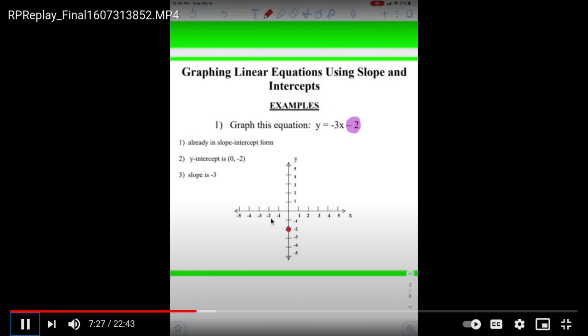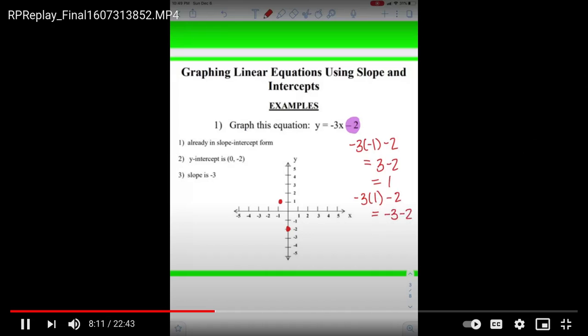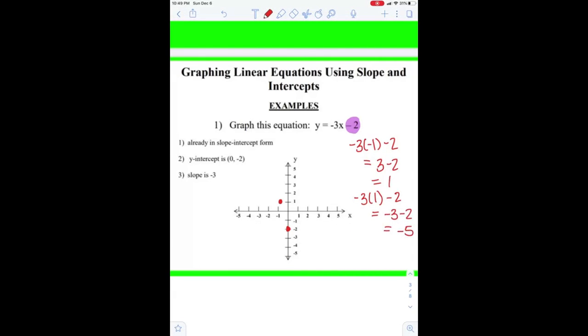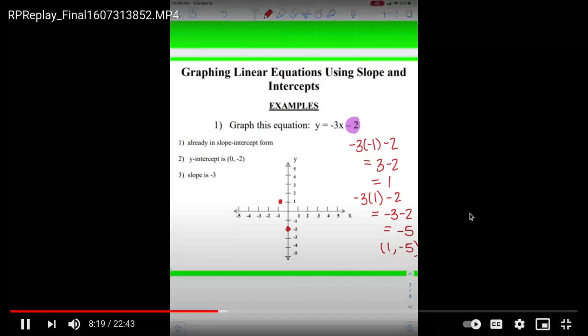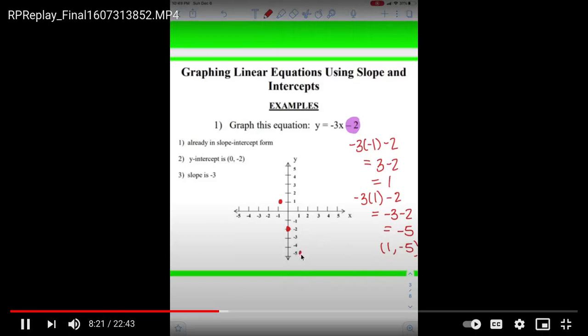And then I'm going to start working points out on here. So I'm going to do -3 times -1 minus 2. And that's going to give me 3 minus 2, which is equal to 1. So I'm going to put a point right here. And then I'm going to do -3 times 1 minus 2. And that is going to give me -3 minus 2, which is -5. So I'm going to plot the point right here, (1, -5).